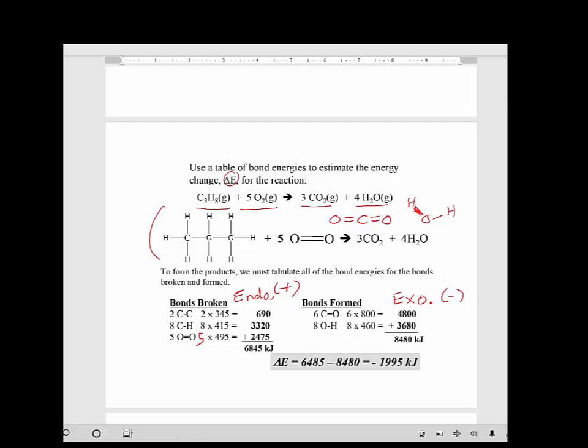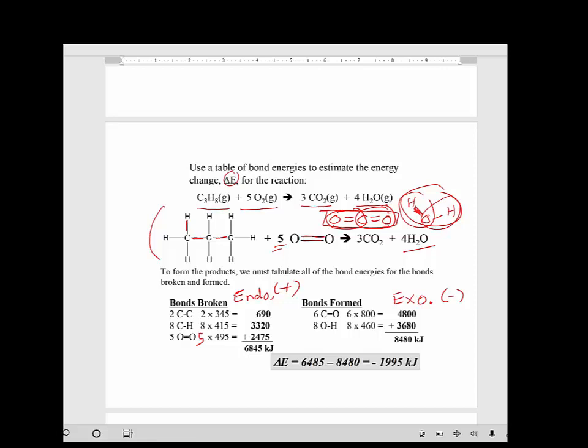Here's the loose structure for C3H8, propane. There are two carbons bonded together by single covalent bonds, and then there are 8 C-H single covalent bonds. We know that the O2 molecule contains two oxygen atoms connected by a double bond. That happens 5 times. On the product side, this would be the loose structure for a CO2 molecule, so I haven't shown all the dots. But the idea here is that each CO2 molecule contains two C double bond O's. And of course, the water molecule with its characteristic V-shaped structure contains two O-H bonds.